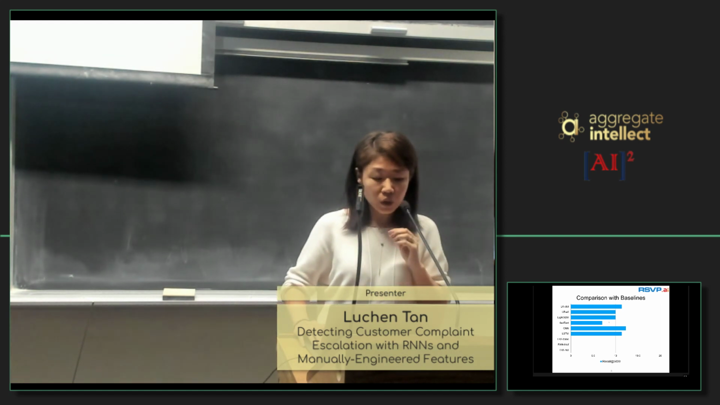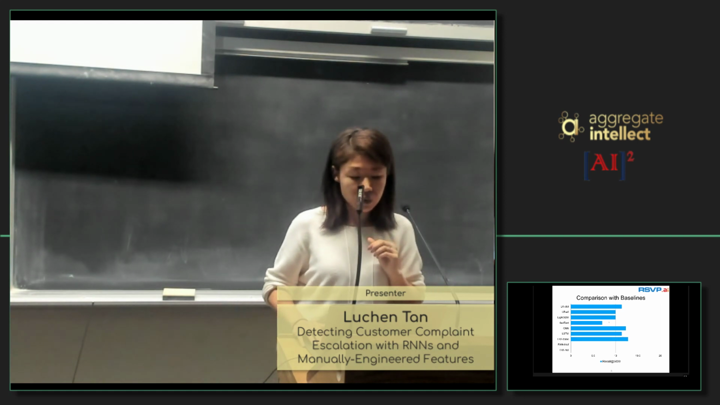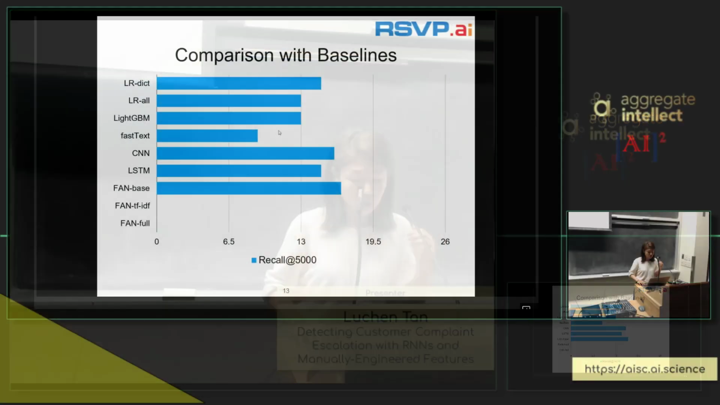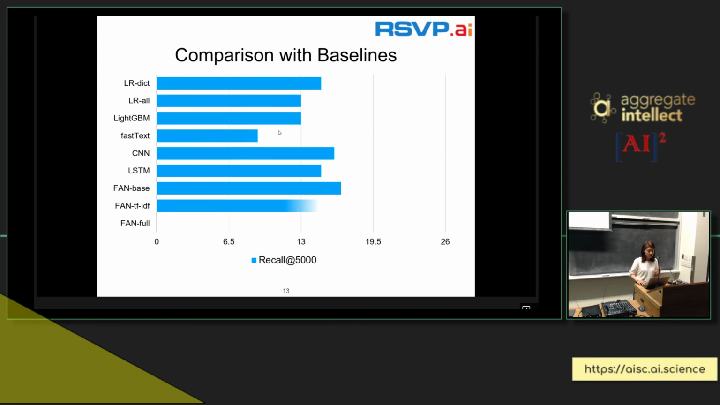And then this is our FAN base model. So it beats all the baseline models. And also when we add in the TF-IDF, it gets even higher, boosting the performance. And the full model, which means we add in TF-IDF vectors and also the external features, is the best model that we tested.